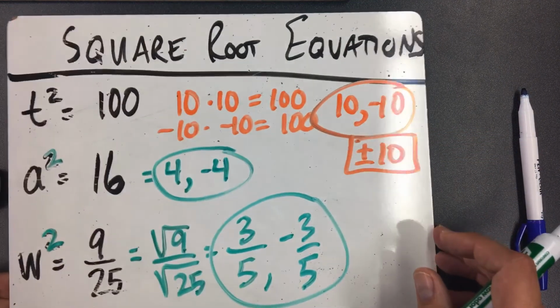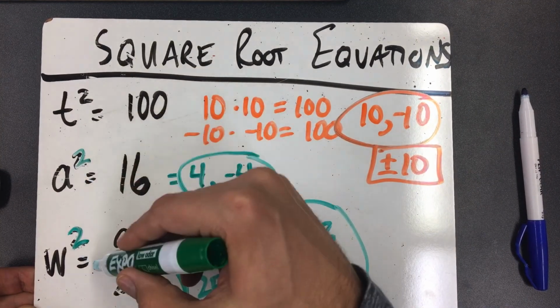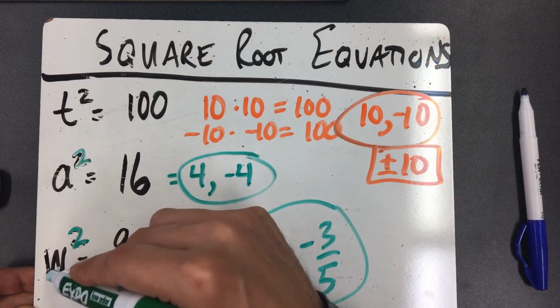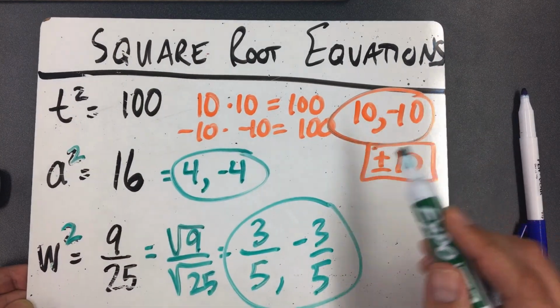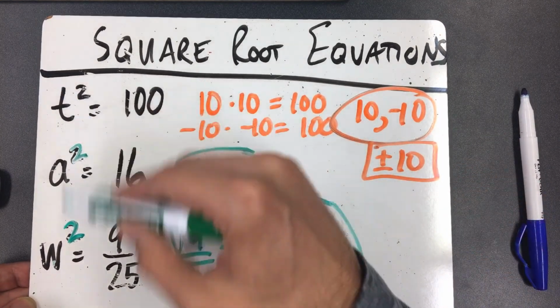Do you see the big difference? When you see an equal sign and you see a variable, a letter, right? W, A, T, whatever letter you want, you know you're going to have 2 answers if it is a square root. Okay, that wraps up square roots.